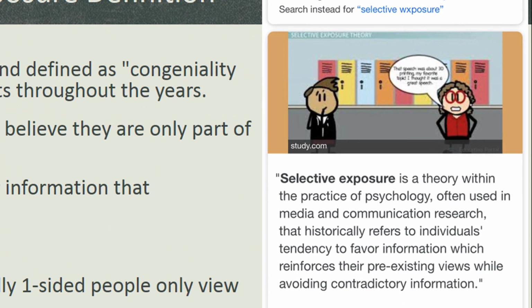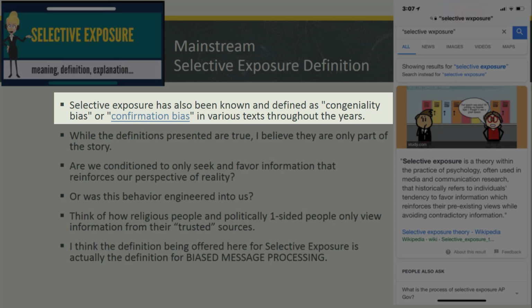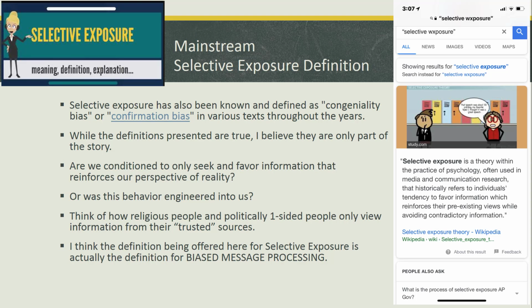Selective exposure is a theory within the practice of psychology, often used in media and communications research, that historically refers to individuals' tendency to favor information which reinforces their pre-existing views while avoiding contradictory information. So that first definition blames the viewer. Let's see another definition. Selective exposure has also been known and defined as congeniality bias or confirmation bias in various texts throughout the years. Right, so confirmation bias, congeniality bias, I could roll with those.